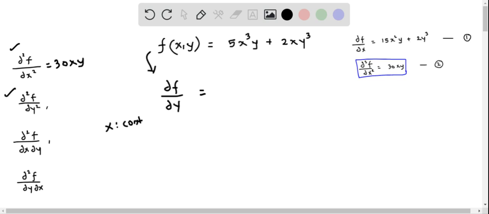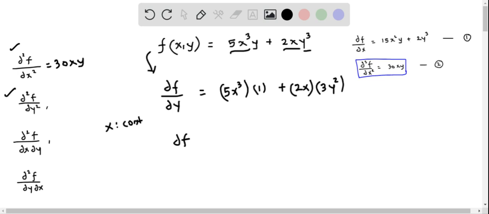And so this equals, we can consider this expression as constant, that is 5x cubed. And then the derivative of y is 1, so we put 1. Plus consider this 2x as constant, and then find the derivative of y cubed with respect to y. So using the power rule, it is 3y squared. Let's simplify this. We write the partial derivative of f with respect to y, and this equals 5x cubed plus, here we have 2 and 3. So the product of these two will be 6, and then 6xy squared. And let's say this is equation number 3.